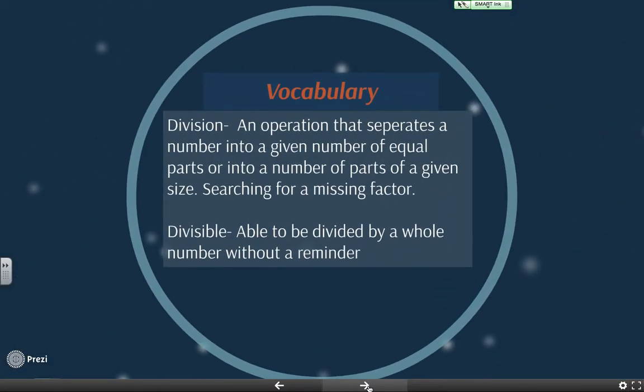The vocabulary for today is division and divisible. The first one is an operation that separates a number into a given number of equal parts, or the number of parts of a given size. Another way you could put it is searching for a missing factor. So you're trying to figure out what the factor is from a multiplication problem. All right, and then the last vocabulary is divisible, which is able to be divided by a whole number without a remainder.